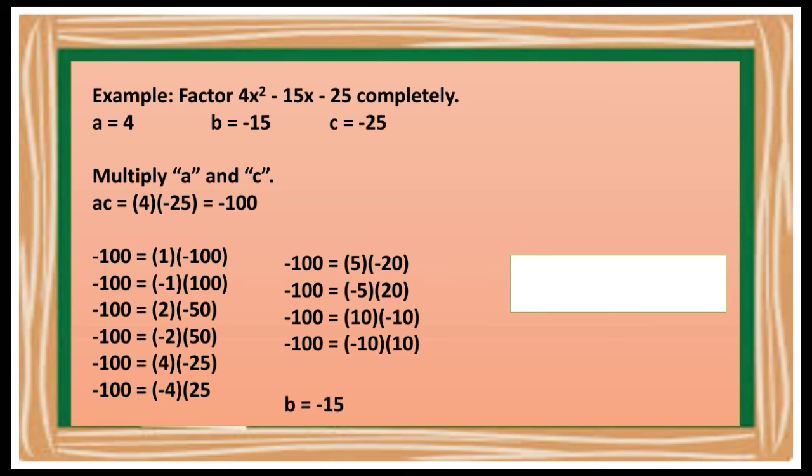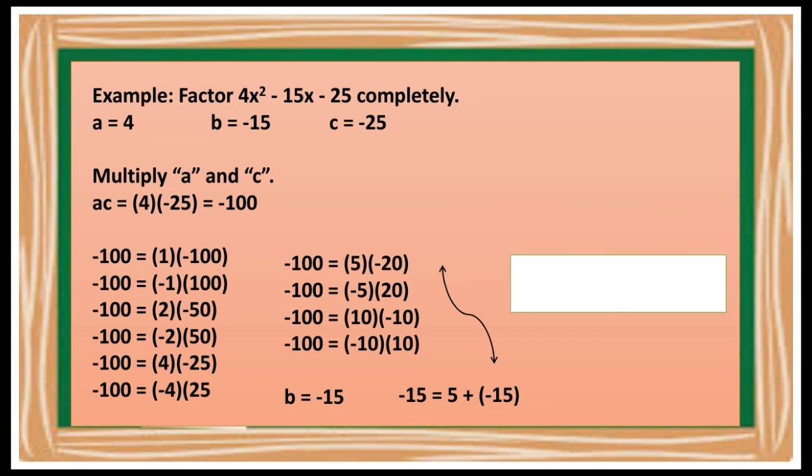Now note that the value of b is negative 15. Choose which of these factors will give you the sum of negative 15 when added. And here you go, this could be done by adding the factors 5 and negative 20. Alright, so here you go.